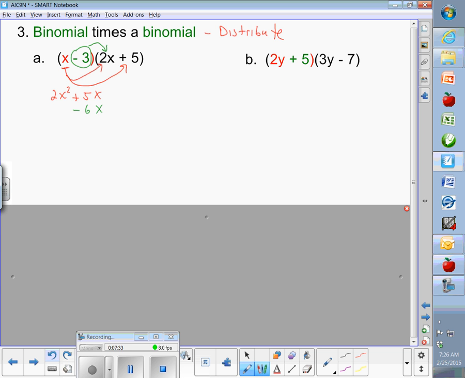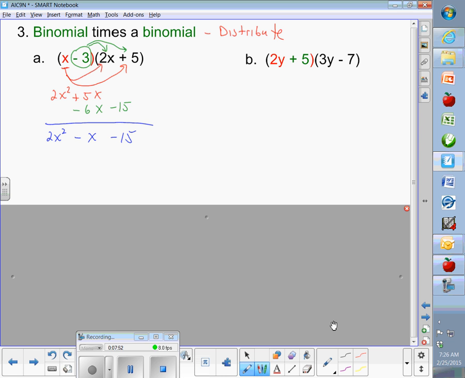All right, let's finish the last distribution. What's a -3 times a positive 5? It's a -15. Now we can go ahead and write our final answer: 2x squared minus x minus 15. Final answer. Multiplying binomial times binomial.